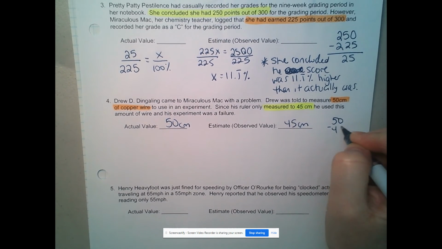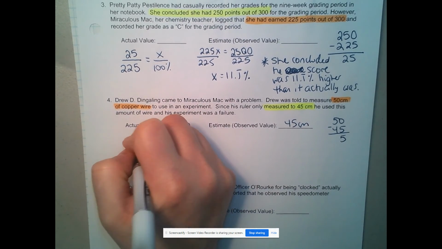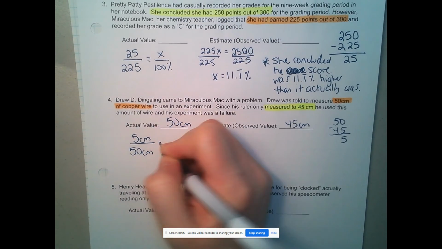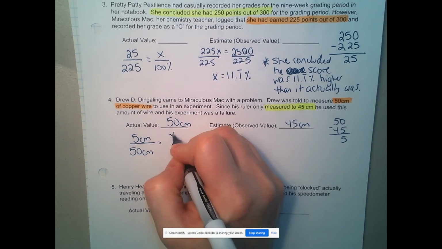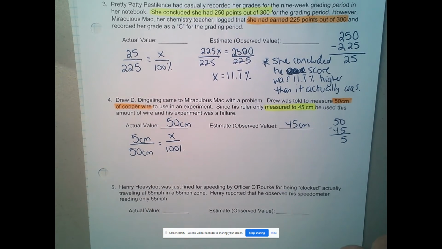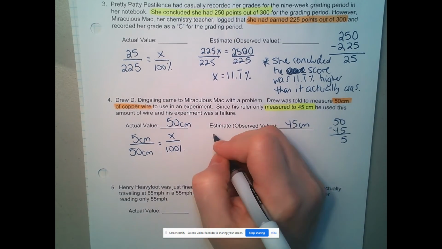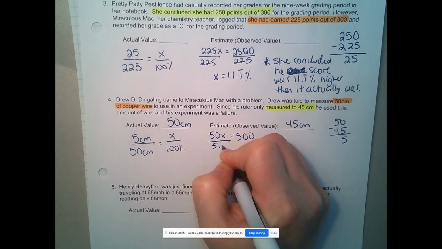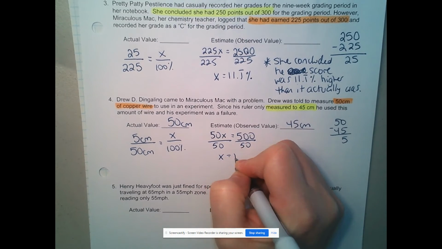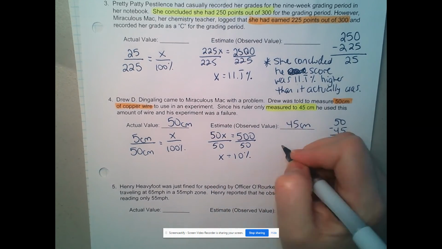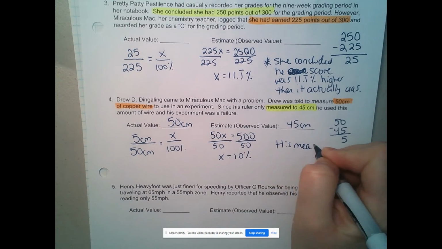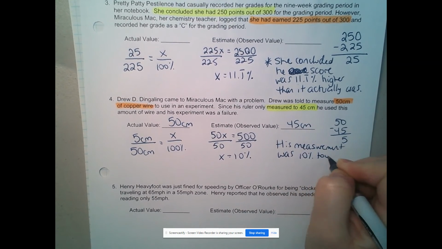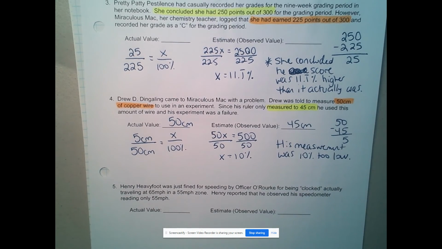50 minus 45, so it's a difference of 5. So we would say 5 centimeters off out of the actual 50 centimeters. Now this one you might be able to figure out in your head. If you wanted to get from 50 to 100, you could double, or you could still do 50 times x equals 5 times 100. Divide both sides by 50 and find that x is 10%. So his measurement was 10% too low, and that's a lot.